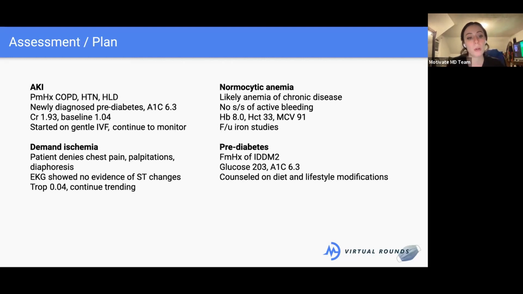But he's jumped from 1.04 to 1.93. So that's definitely a good jump. We're going to call that an AKI. He was started on gentle IV fluids, right? We want to hydrate. We want to get stuff moving through the kidney, and we're going to continue to monitor him for now. Sorry. All right, fourth, I think, is going to be demand ischemia.